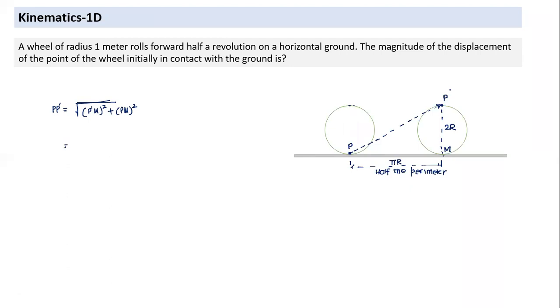So what is the answer here? This will be pretty simple. P dash M square plus PM square will be equal to (pi R) whole square plus (2R) whole square. Of course, R can be taken out, and what is left is root of pi square plus 4.